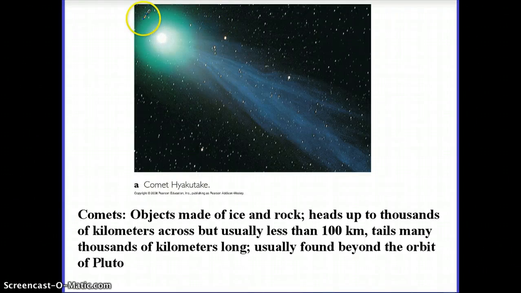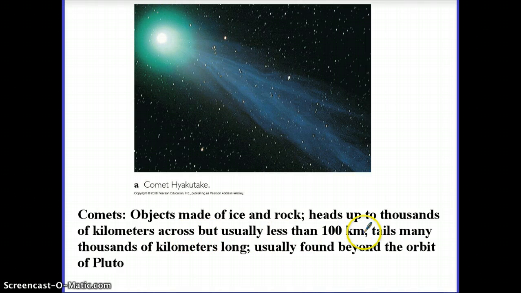The head of the comet, which is this part, could be very small, but could also be 1,000 kilometers across. We often think that Pluto, one of the reasons we recategorize Pluto as a dwarf planet is because it's made of ice and rock and it's about 1,000 kilometers across, so that's just like the head of a comet.